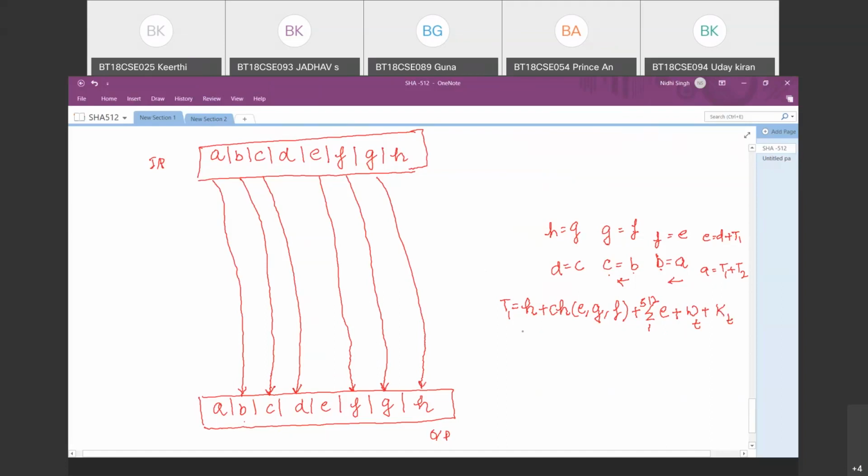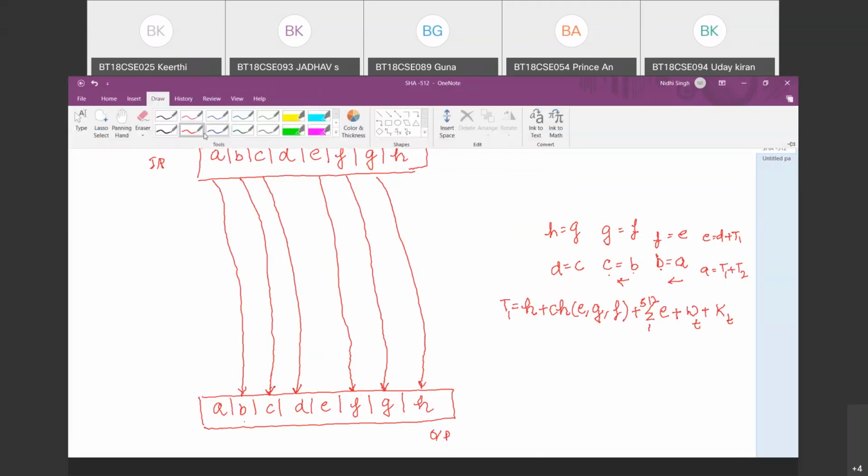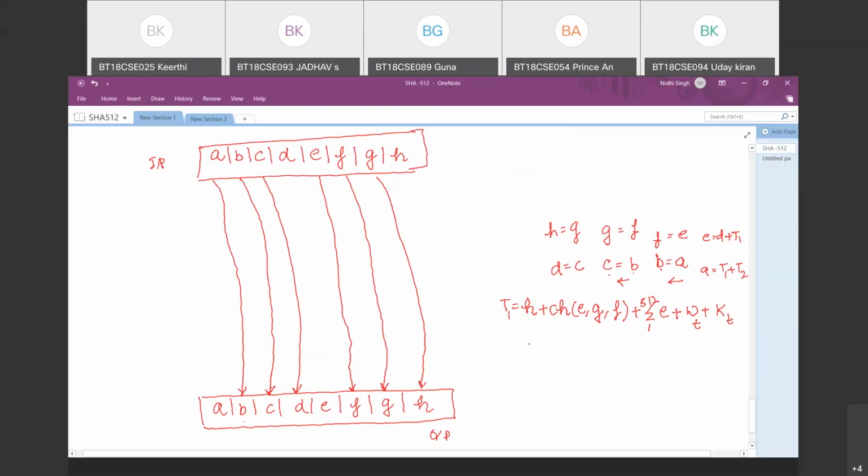Now for better understanding, I will divide into 4 parts. So the first part is, let me change the color for better understanding. 4 parts. So my first part is this one value. My second part is this one value. Third part is WT, and this is my fourth part, that is adding on the constant.